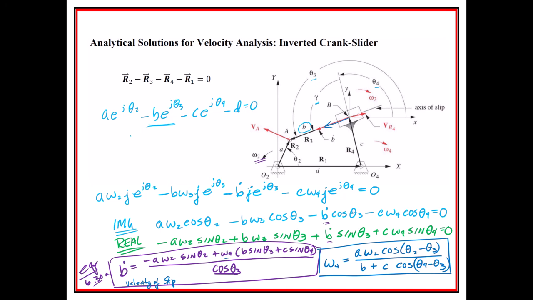So this is another variation, and another one that we want to try to do. By the way, the angle that we want to look at right here, remember that's going to be equal to θ3 minus θ4. So we could substitute that down here in the bottom of this equation. So that's the end of the lecture part of the inverted crank slider.